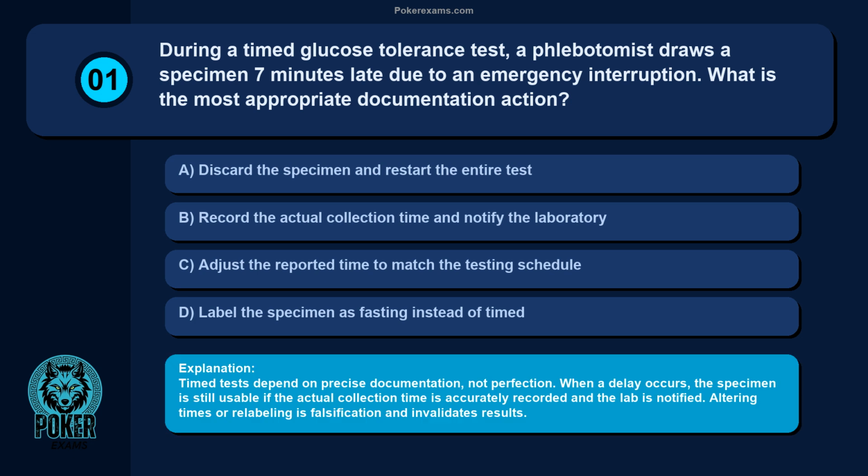Timed tests depend on precise documentation, not perfection. When a delay occurs, the specimen is still usable if the actual collection time is accurately recorded and the lab is notified. Altering times or relabeling is falsification and invalidates results.